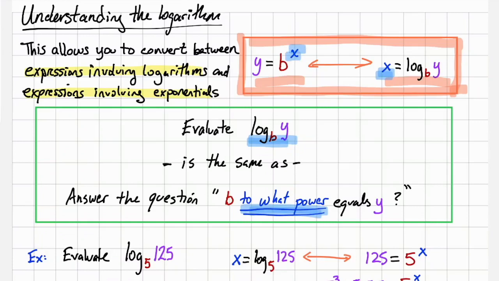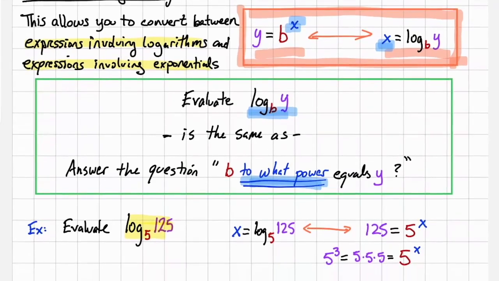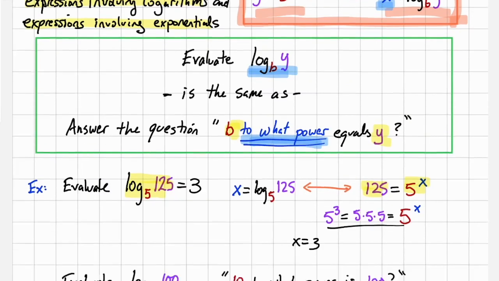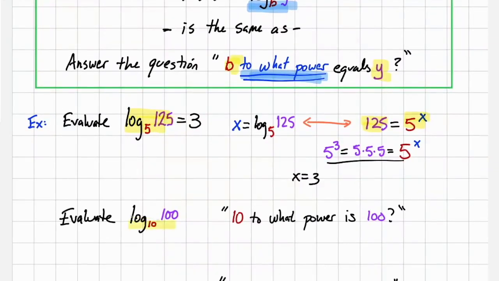power is y. So for example, if we're asked to evaluate log base 5 of 125, that's the same as answering the question 5 to what power equals 125. We know that 5 times 5 times 5 is equal to 125, and so x is equal to 3, because 5 cubed is equal to 125. And so log base 5 of 125 is equal to 3, because 5 to the third power is equal to 125.